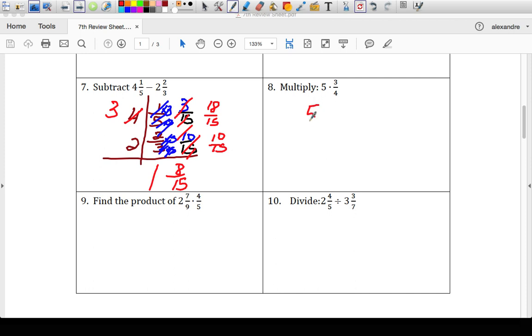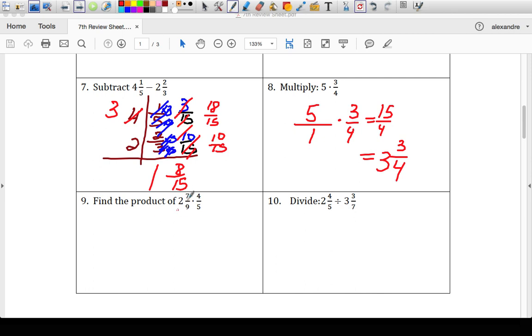Multiply. Change that mixed number, the whole number over 1 times 3 over 4. This one, 15 over 4. 4 goes to 15 3 times, 12, it's 3 left over 4.